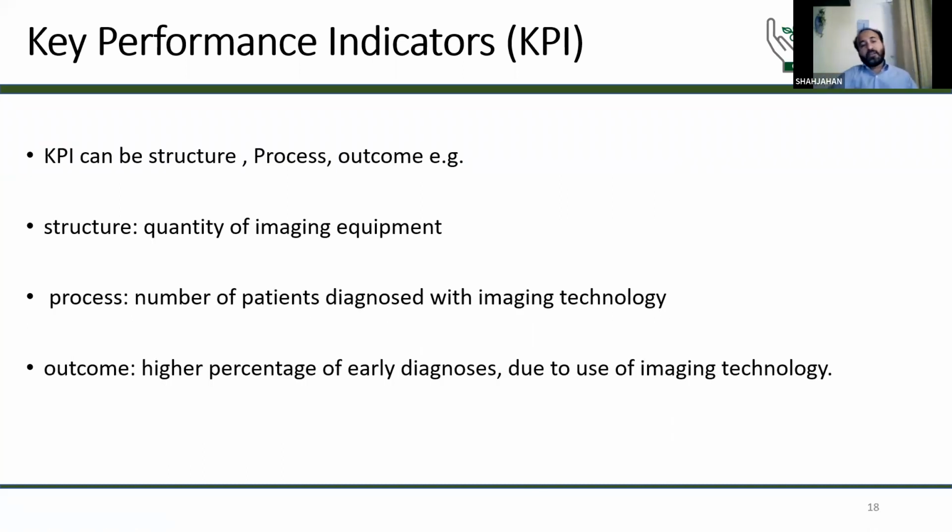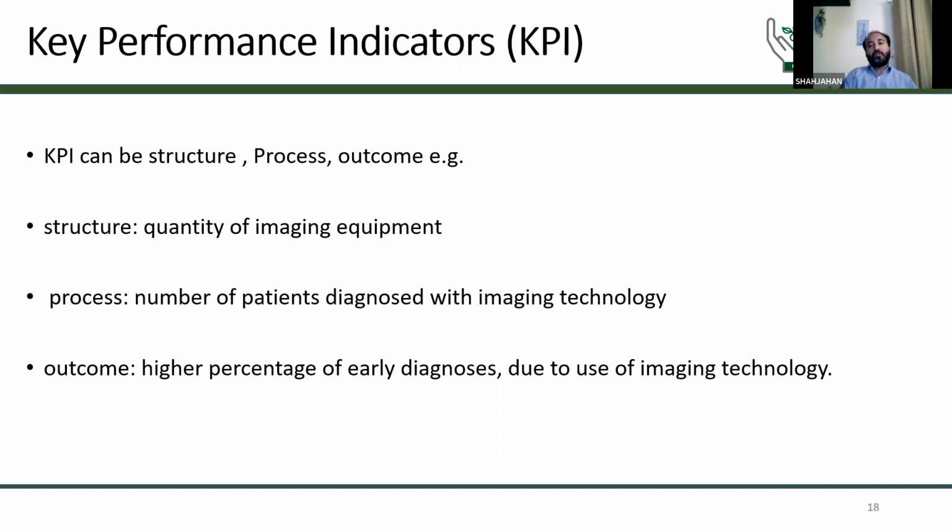And KPI, there are three types of KPI: structure, process, and outcome. This is very important in the exam because they are giving some examples of data, and then they are asking that this indicator is which type.